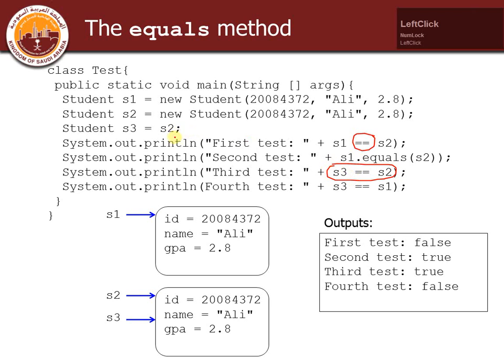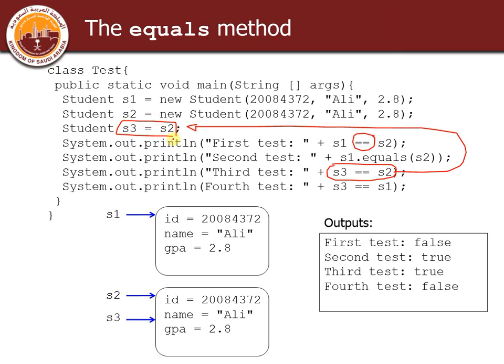Why? Because I have put whatever it's in S2, I have put it in S3. So they have the same address. That's why actually this is true, because they have the same address. While these ones do not have the same address, even if they have the same values inside of their instance variables, but they are completely separate, different objects. While S3 and S2 are exactly the same object, just they have 2 names.